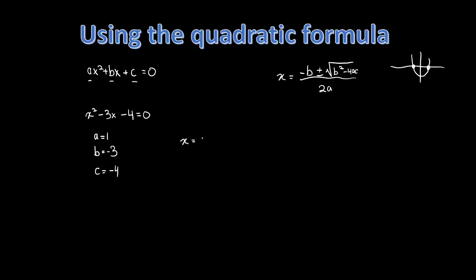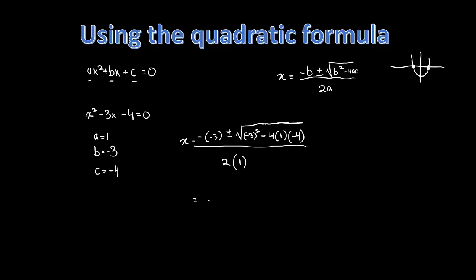x is equal to negative negative 3 plus or minus the square root of negative 3 squared minus 4 times 1 times negative 4. Oh, and this is all over 2 times 1. Right? So let's see how that works out.